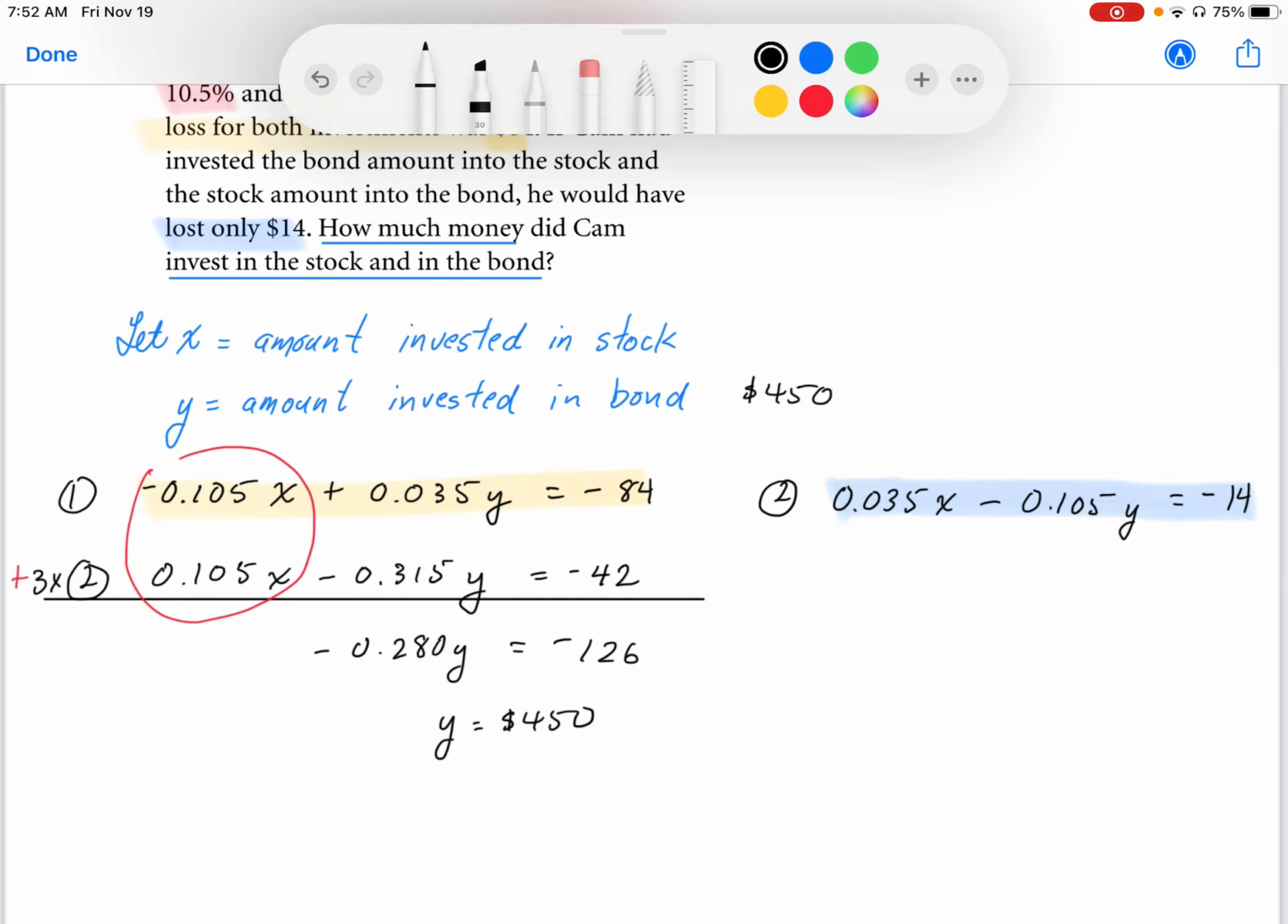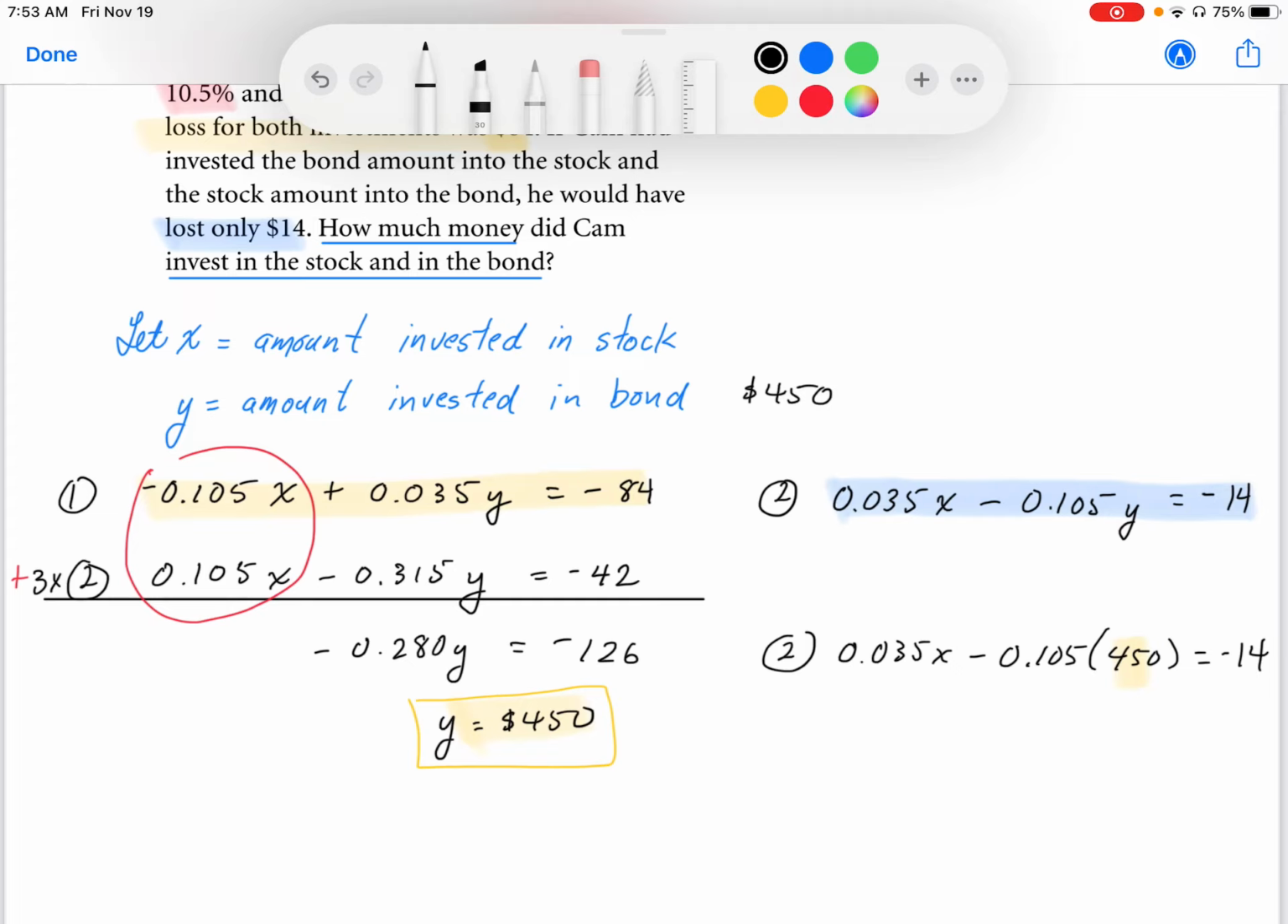We still need to solve for x. I'm just going to highlight y first, and then we're going to solve for x. To solve for x, we're going to use that second equation: 0.035x minus 0.105 times y, which is $450. That's where that 450 comes from, and that's equal to negative 14.